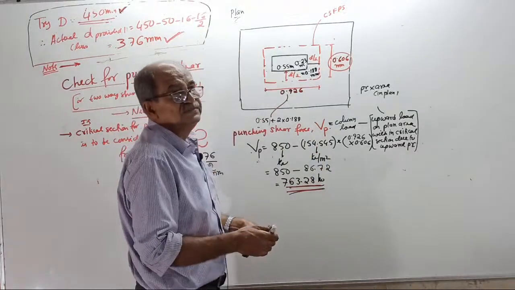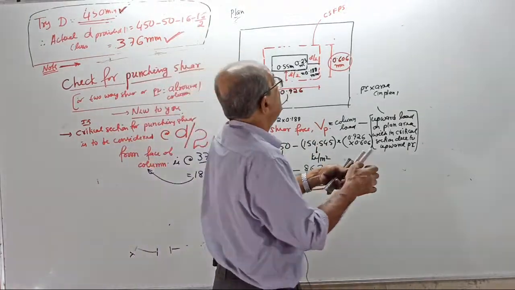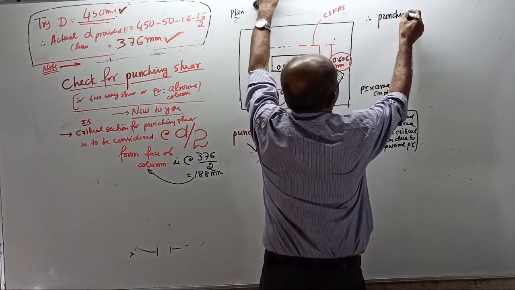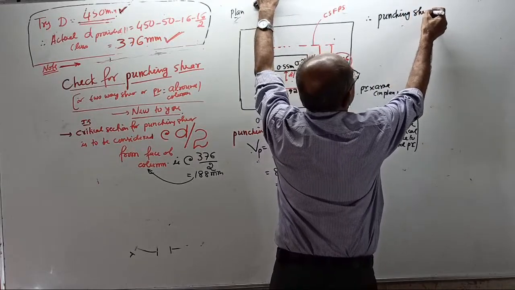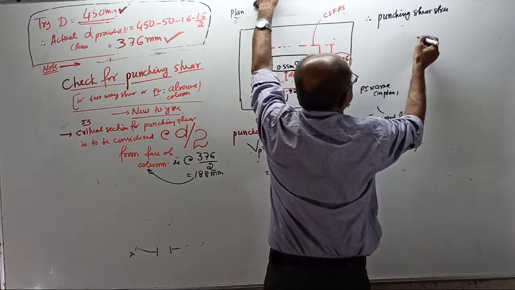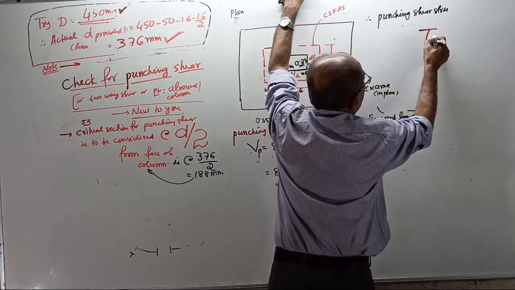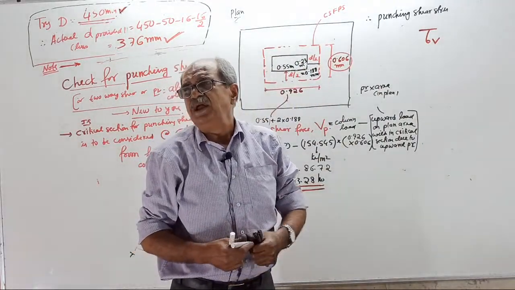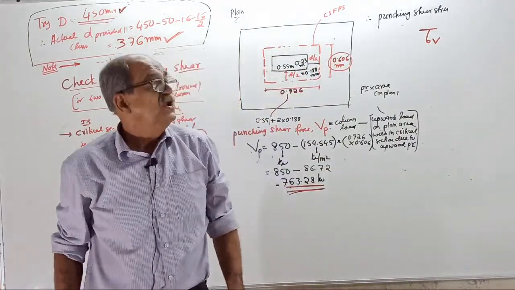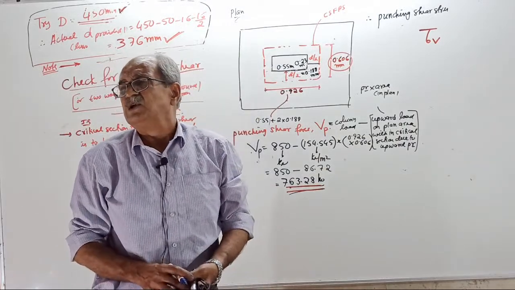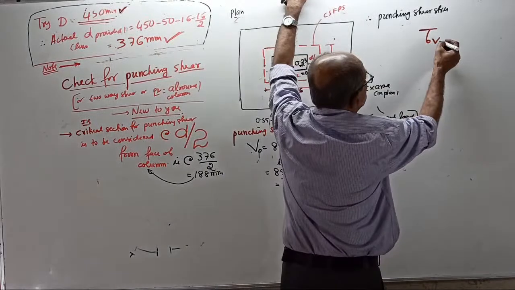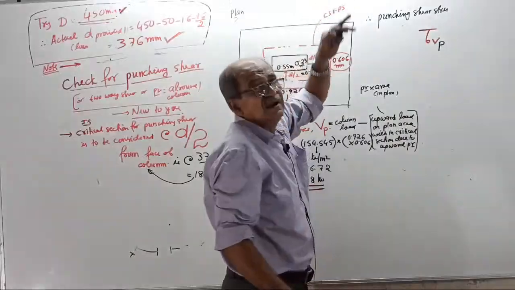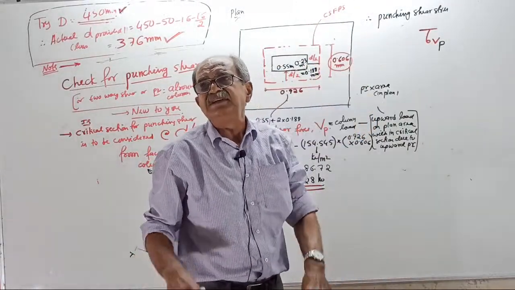So now our punching force is 763.28 kilonewton. Now tell me, therefore, what is the punching shear stress? The symbol is tau, usually tau v in normal shear. To identify it, we put tau vp, where p stands for punching. Later when I go to usual shear, it is simply tau v.